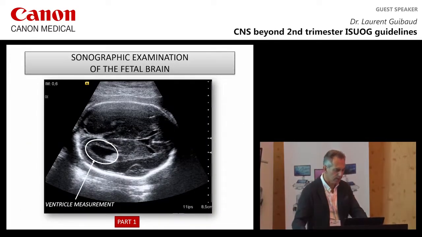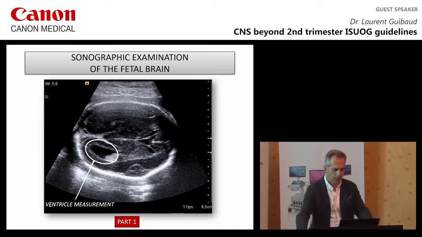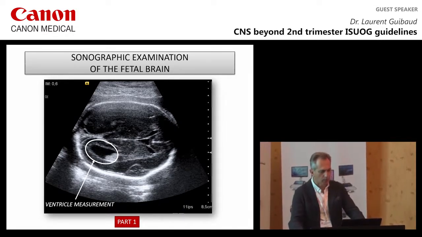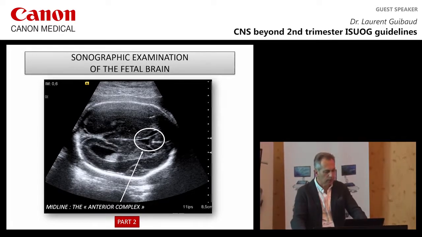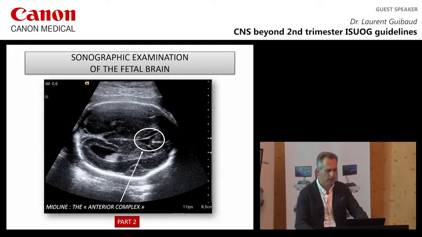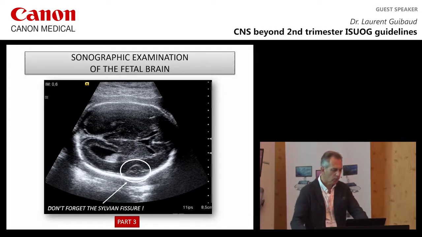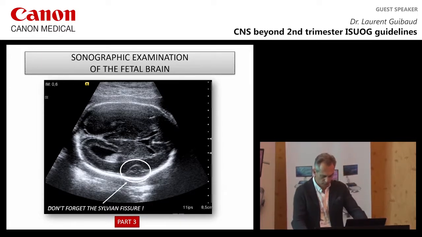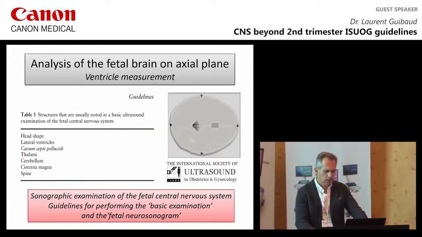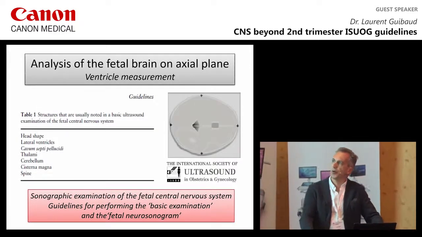So my talk is divided in 3 parts. I will first take a time to speak about ventricular measurements, and we'll move to midline. You know the cavum septum pellucidum, and we'll speak about the anterior complex and the interest to have a look at this anterior complex. And we'll move to the surface of the brain to have a look at the Sylvian fissure, which is for me a very important landmark to have a good view of the gyration and the maturation of the brain. So to begin with, ventricular measurements.